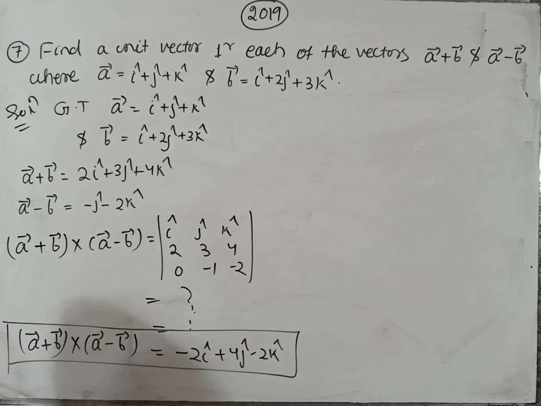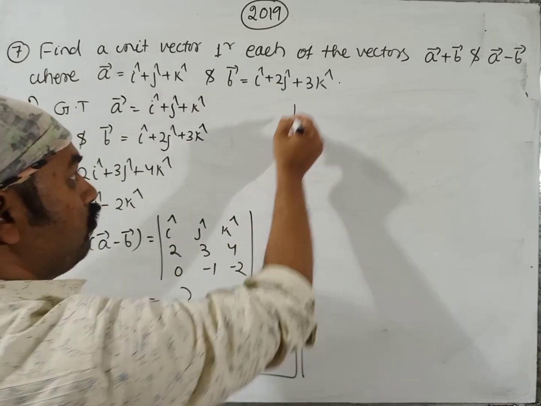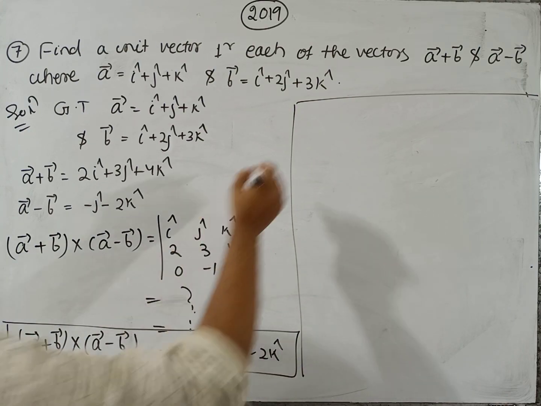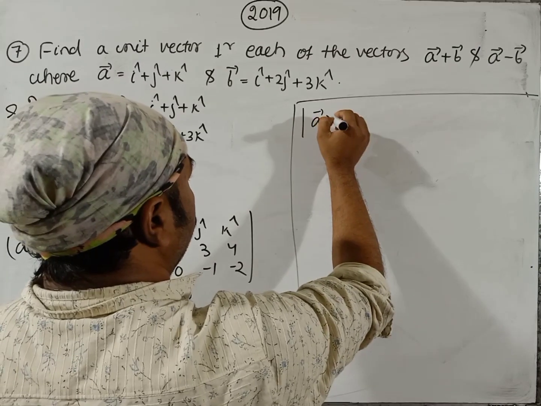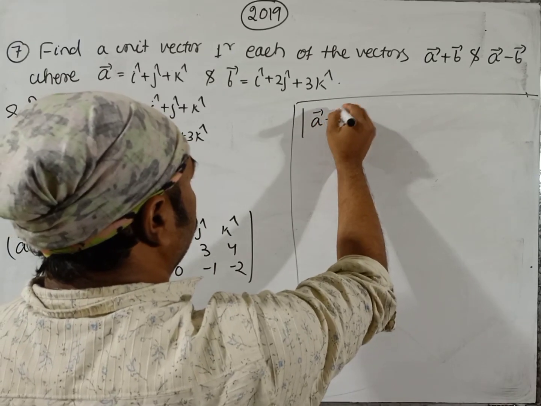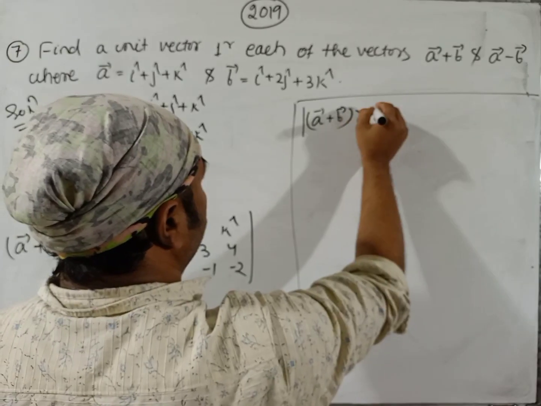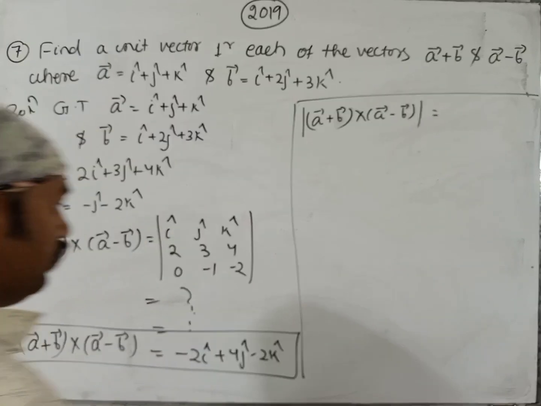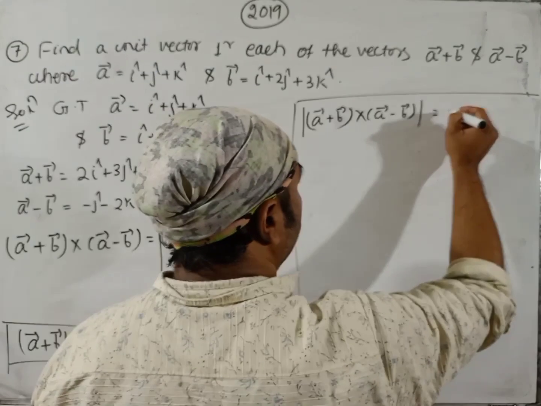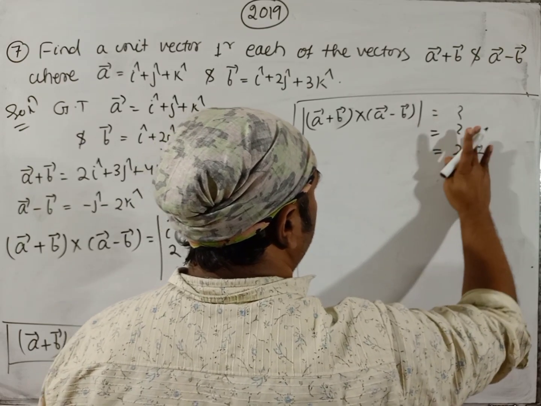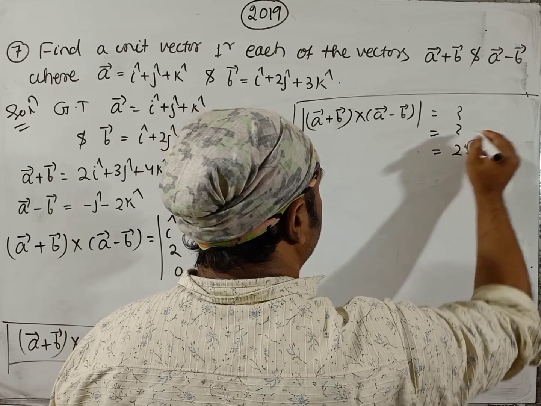And then you have to find out the magnitude of this obtained result. That means the magnitude of the cross product, and then you will get it as 2 root 6.